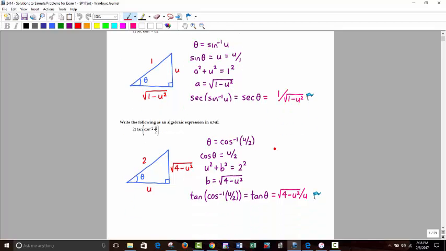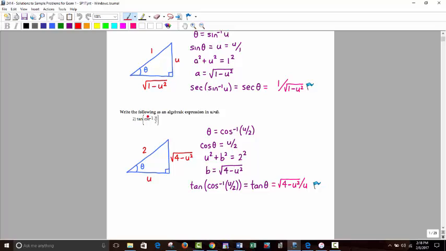Number 2, this is already written as a fraction, so we let theta equal the inside part, which is cos inverse of u over 2. Therefore, cosine of theta would be u over 2. And cosine is adjacent over hypotenuse. So it's u on the adjacent, 2 on the hypotenuse. Once again, you use the Pythagorean Theorem. And you'll get the square root of 4 minus u squared on the opposite side.